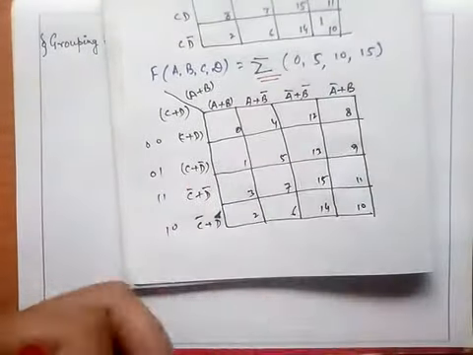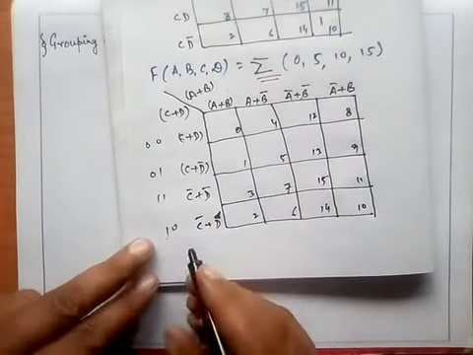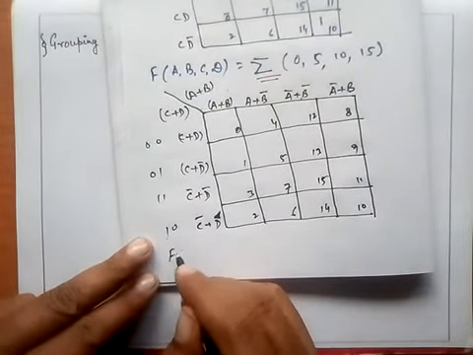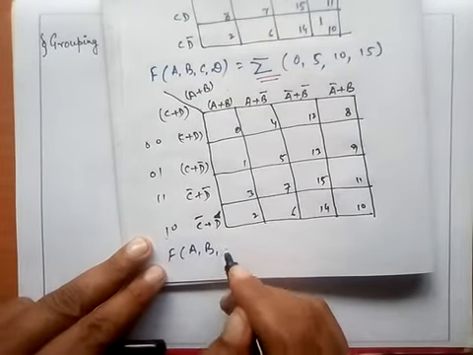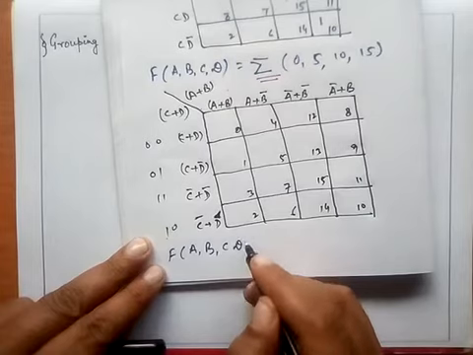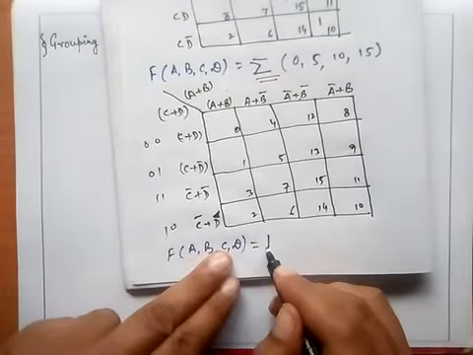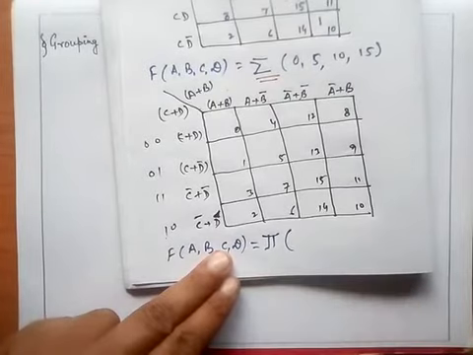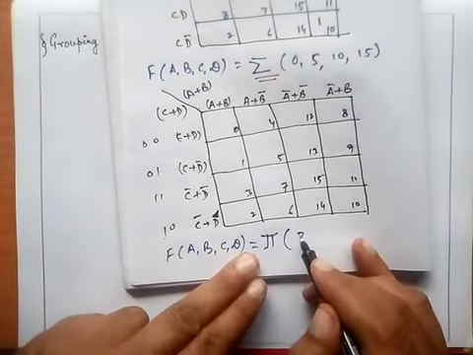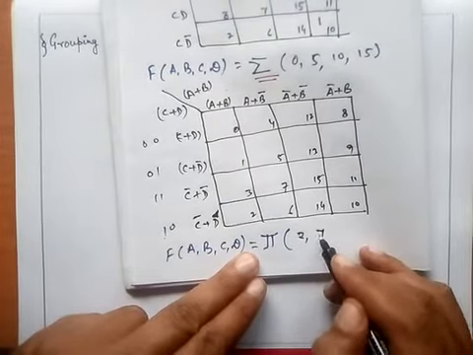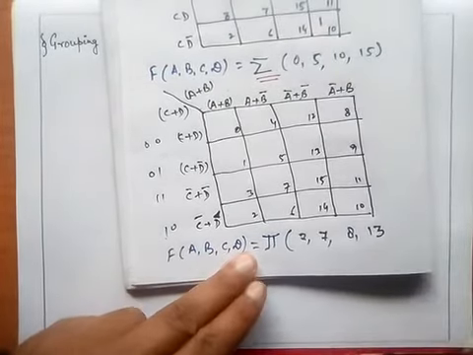Now, if the problem is given to you as a product of max terms, suppose I say it is given to you F(A, B, C, D), a Boolean expression which is a function of 4 variables A, B, C, D, and it is a product of certain max terms. Pi means product. Suppose it is given to you 2, 7, 8 and 13.